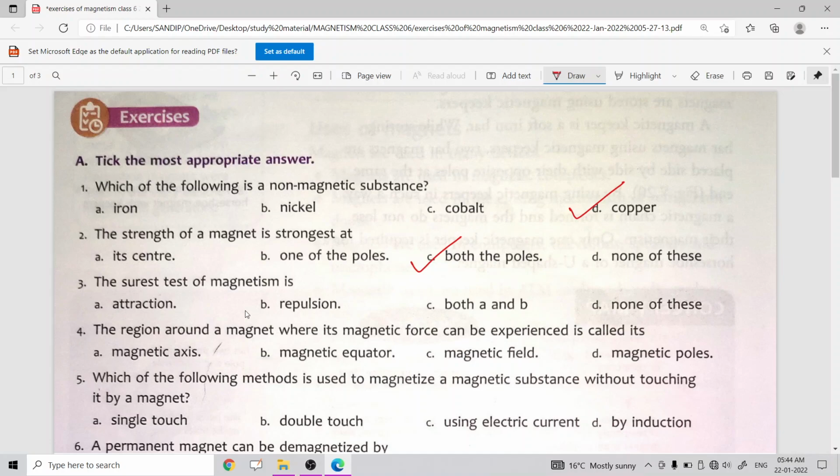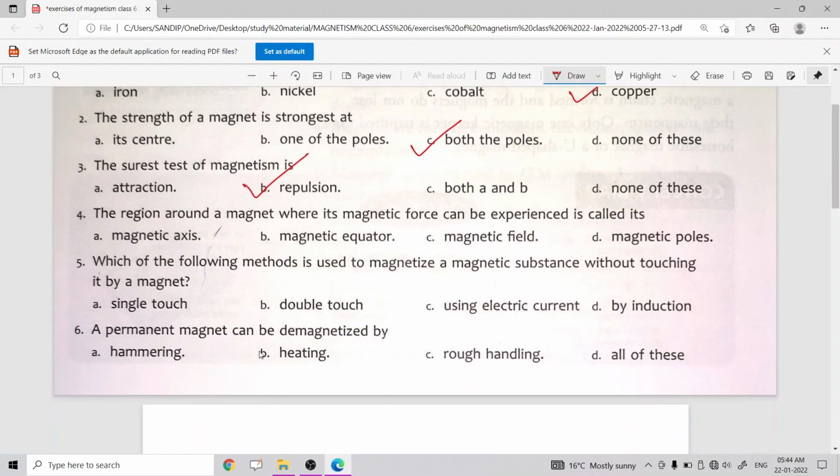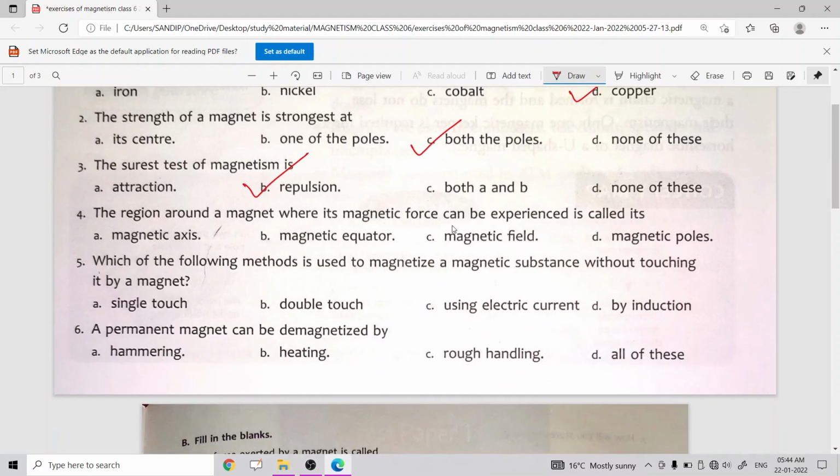The next one is: the surest test of magnetism is repulsion, which is the correct option. Next, the region around a magnet where its magnetic force can be experienced is called its magnetic field. It is the definition of magnetic field.